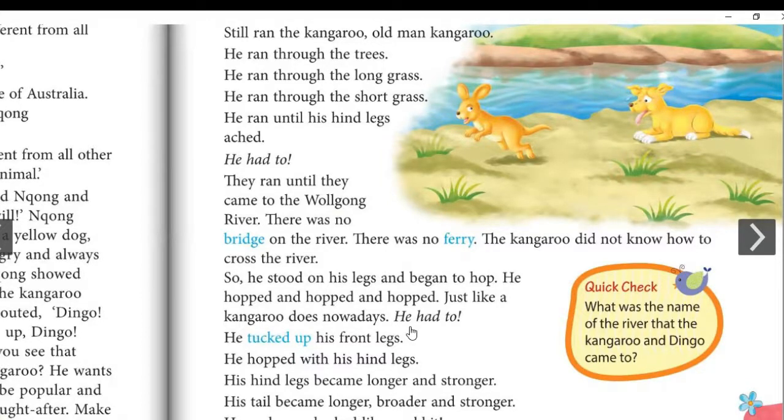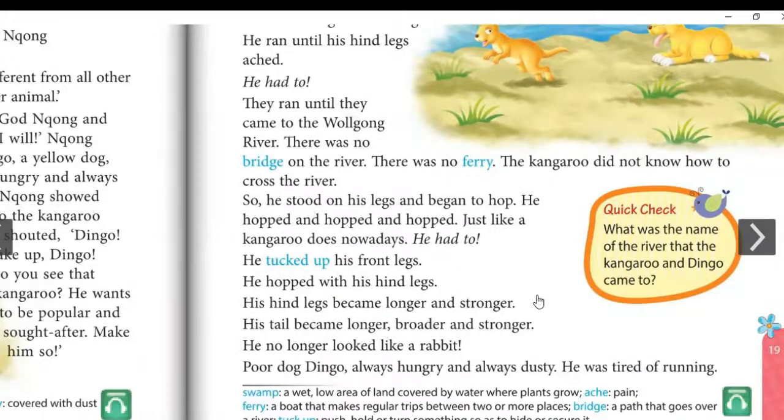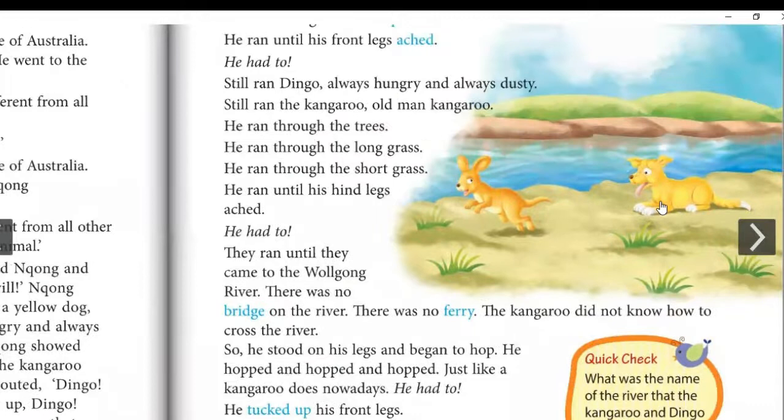So what did the kangaroo do? Tucked up his front legs and hopped with the hind legs. Likewise, his legs became longer and stronger, and his tail became longer, broader and stronger. And he no longer looked like a rabbit. Dog Dingo, he was very tired. So now the kangaroo looks like a real one, as we see.